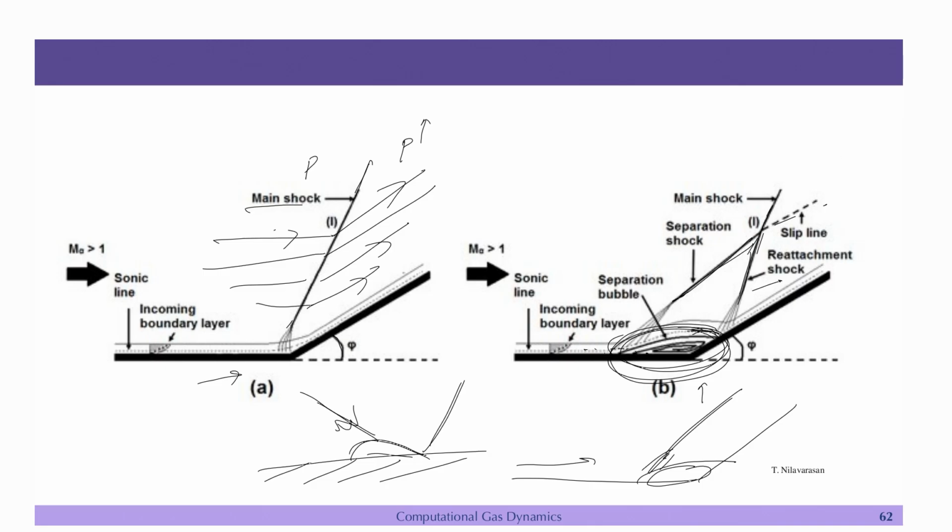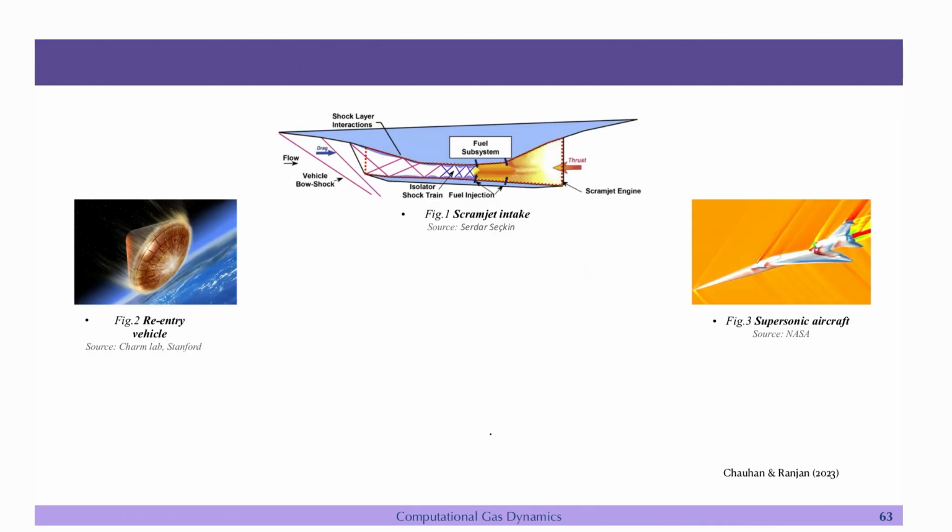So the flow phenomena become very complicated, and this is very common, let us say, in the scramjet intake, the re-entry vehicle, and supersonic aircraft.